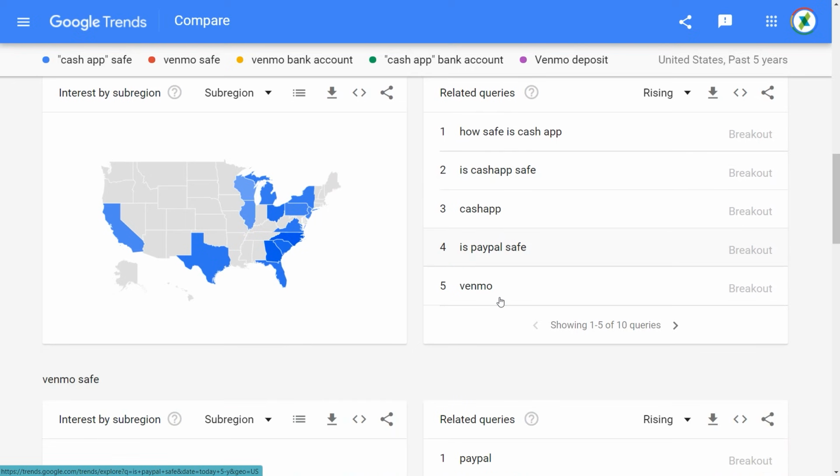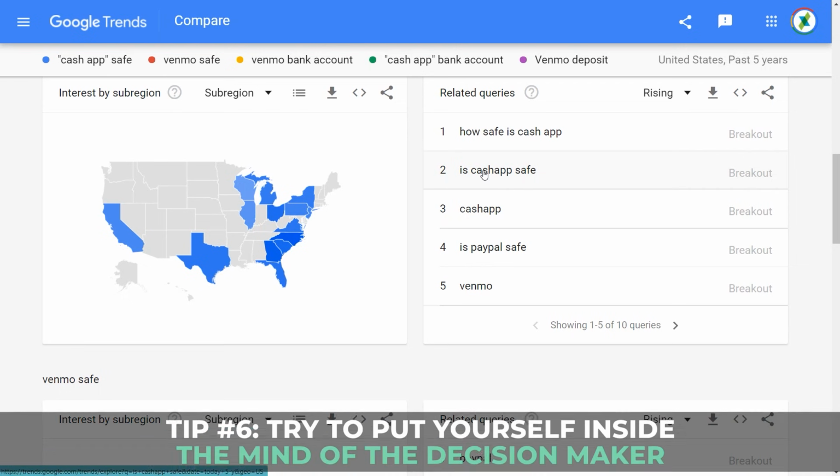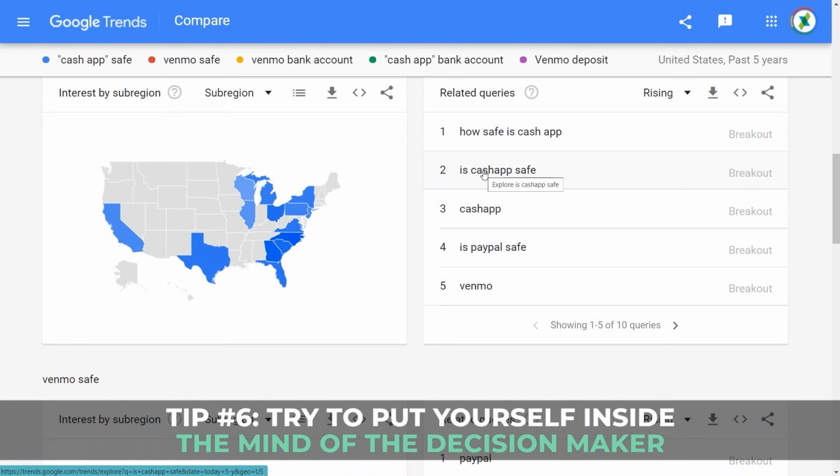As far as actually structuring these things, I think you just want to go through there and put yourself in the mind of somebody who is, when you first were signing up for Venmo, when you first were signing up for Cash App, what were you doing? What were you searching? When you're doing your own searches, catch yourself. How are you searching for something?